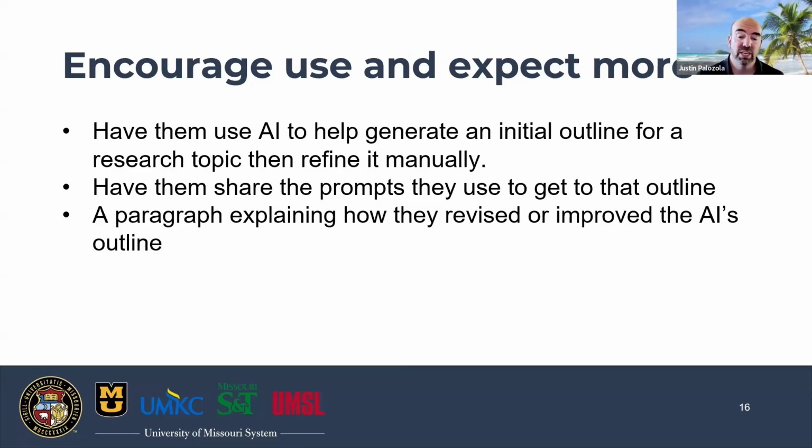So again, part of it is, anymore, you're not just wanting to grade that final assignment that may have been able to be generated in a couple of minutes, but you're also wanting to grade their use of AI, right? So have them share the prompts, evaluate what that looked like. Were they using advanced prompts? Were they giving it specific detail, or was it just copying and pasting from your original assignment, right? And then a paragraph explaining how they revised or improved the AI's outline.